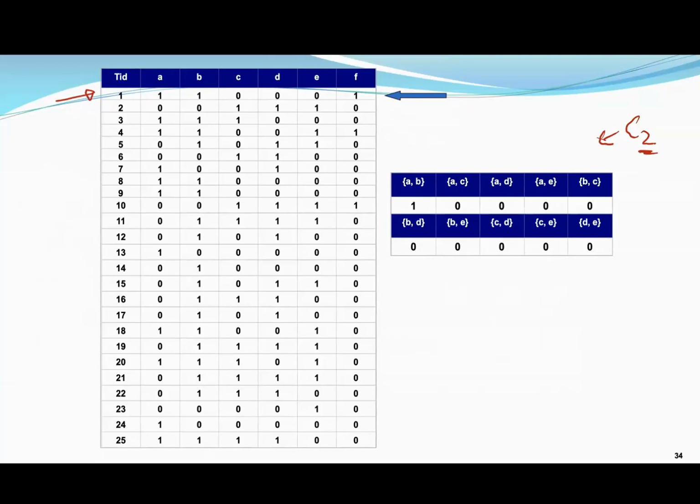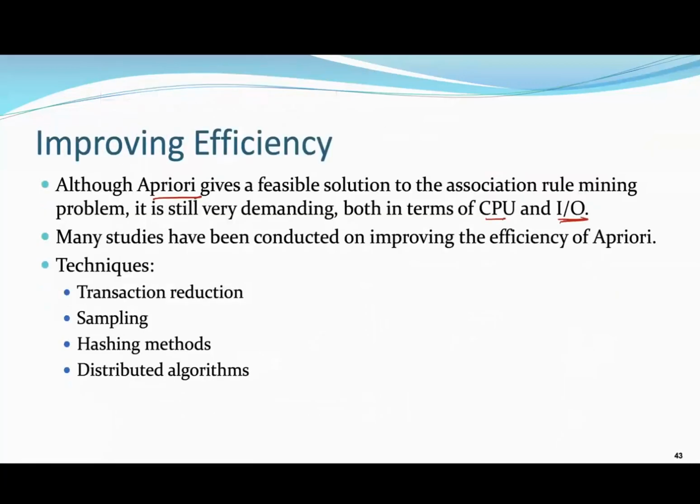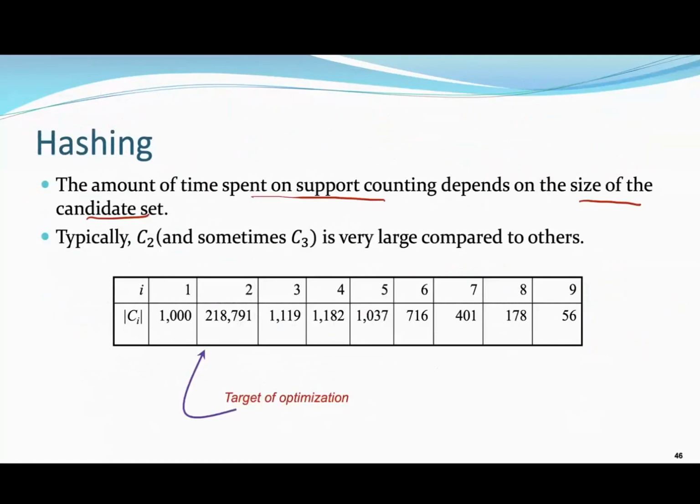So obviously, this step is expensive if the candidate set is large. The more item sets that we have in the candidate sets, the more counts we need to consider, and therefore more subset testing will have to be done. Okay, so here is a table that shows you in practice which iterations would have very large candidate sets.